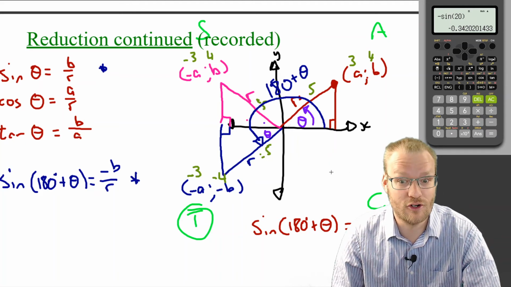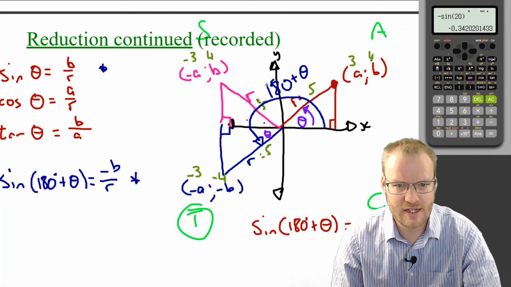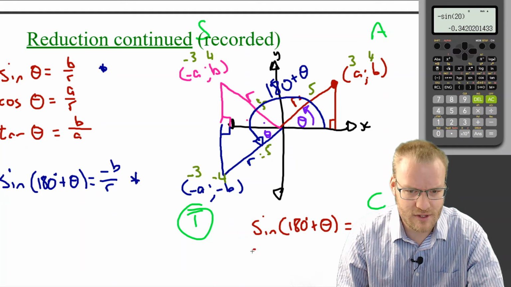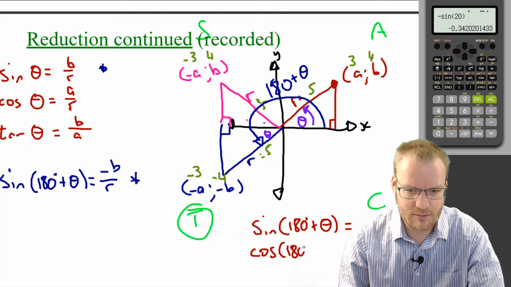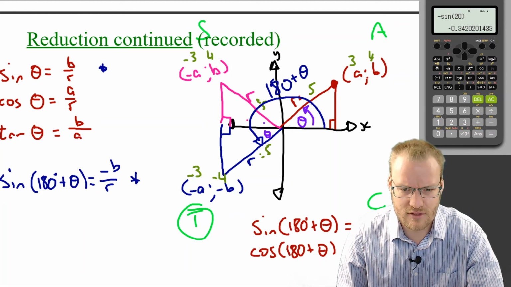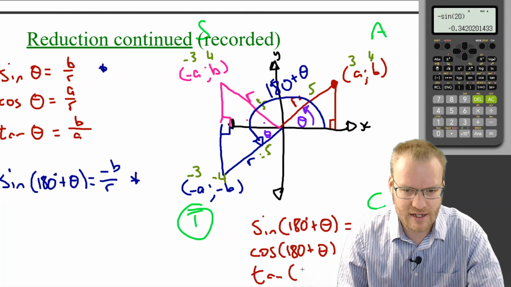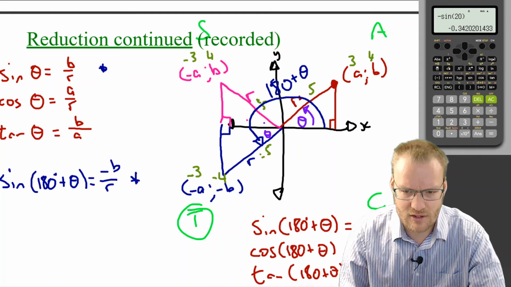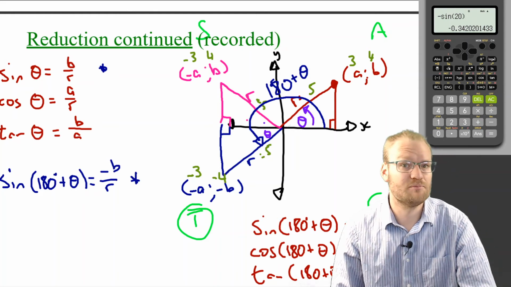A CAST diagram to remember these, I think, is useful. CAST, tan is positive, so that's that. So let's just see what we think the others are. Cos 180 plus theta. By this way of remembering it, well, tan's positive, so this must be the same as negative cos theta. And tan of 180 plus theta, well, it's positive in the first quadrant, positive here. So these two, I reckon, are just going to be the same.